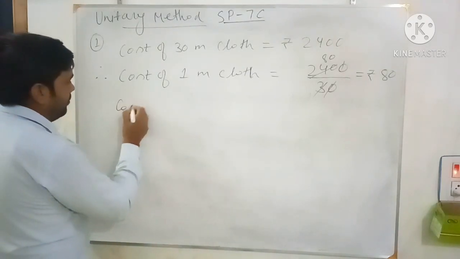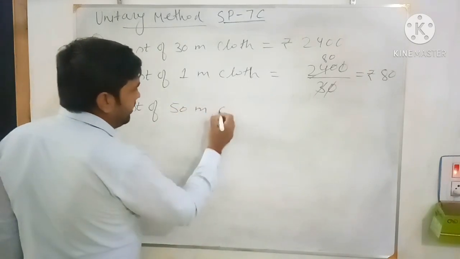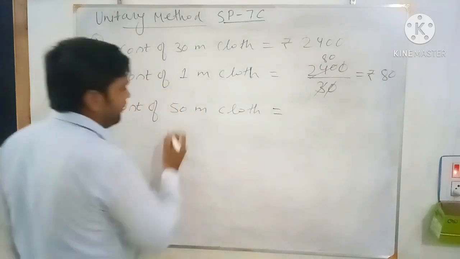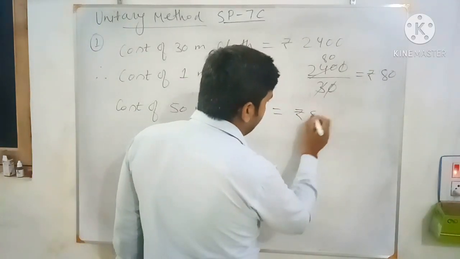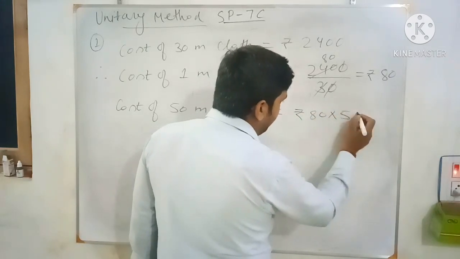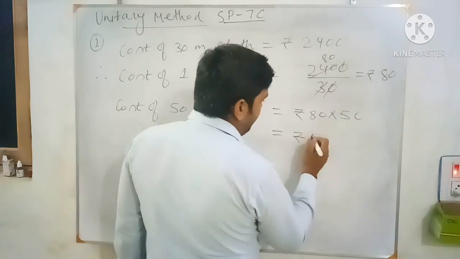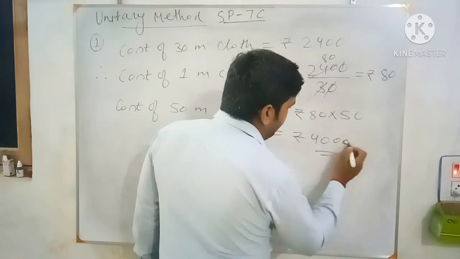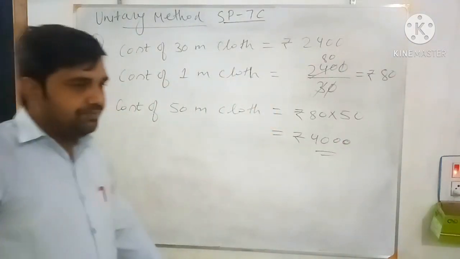Now the cost of 50 meter cloth. You have to find the cost of 50 meter cloth. So the cost of 1 meter cloth is rupees 80, so the cost of 50 meters will be more. So for more we have to do the multiplication. 80 multiply 50. So see, 5 8s are 40 and 2 zeros we add after it, 4000. So the cost of 50 meter cloth is rupees 4000.